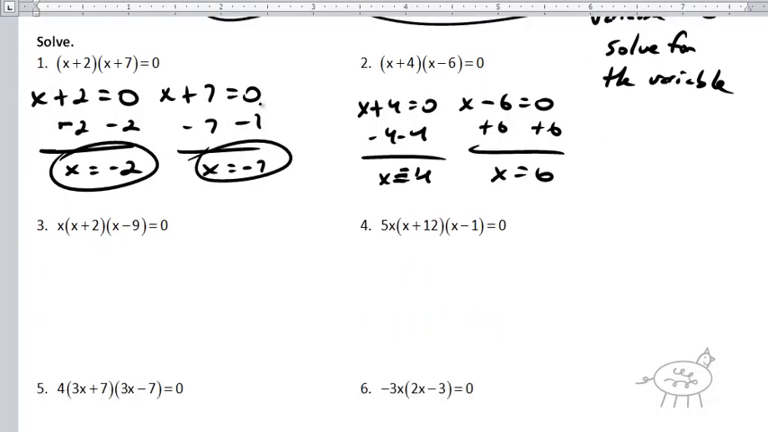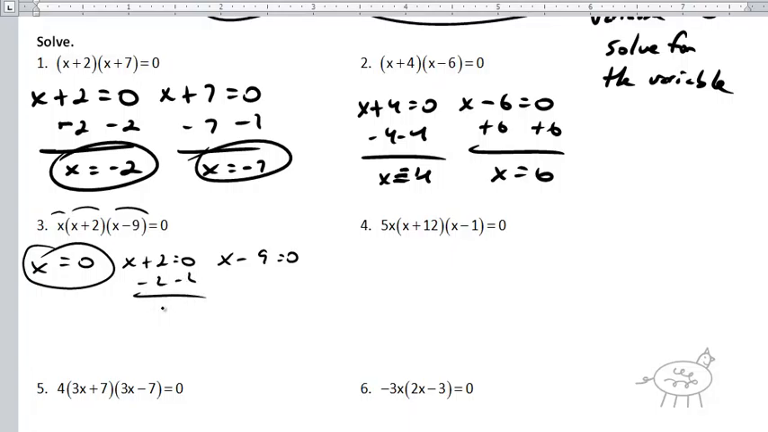Now this is not really complicated, but remember I said anything with a variable inside the parentheses or even outside the parentheses you set equal to 0. So in this case I have 3 answers because I'm going to set the variable on the outside equal to 0, I'm going to set x plus 2 equal to 0, and I'm going to set x minus 9 equal to 0. The first one I don't have to do, that's just my answer. This one I'm going to subtract 2, x equals -2, and this is plus 9, so x equals 9. So you have 3 answers: 0, -2, and 9. Pretty easy.